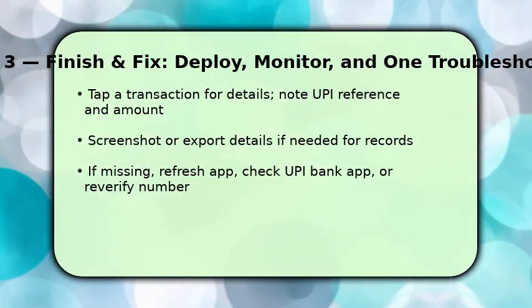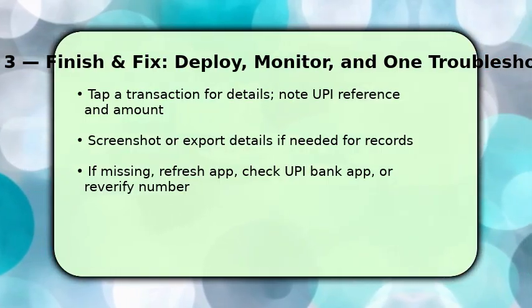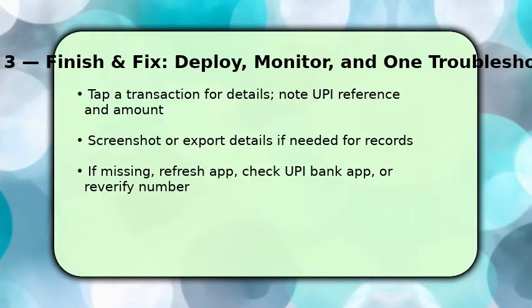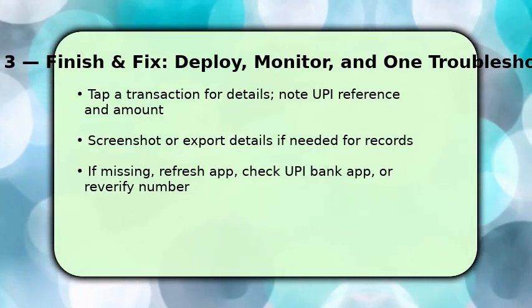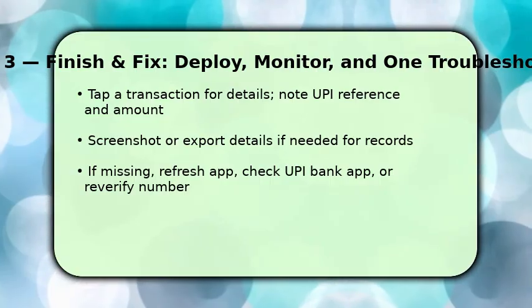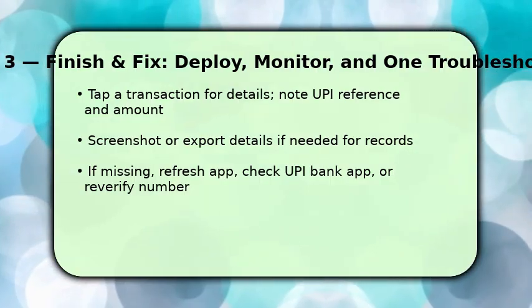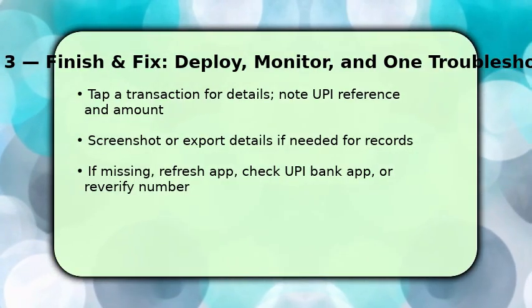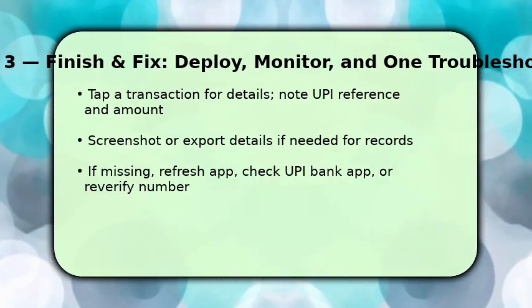If a transaction is missing, refresh the payments page, force close and reopen WhatsApp, or check your UPI app and bank statement. Make sure the link number is verified. If problems persist, re-verify your number in payments. That usually restores missing history or clarifies status.